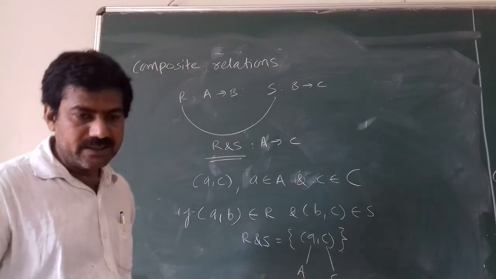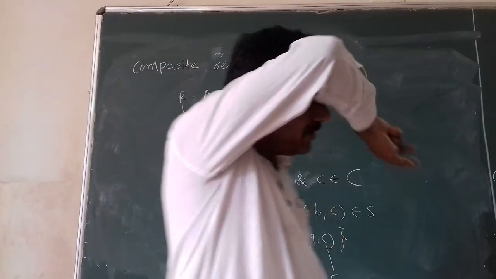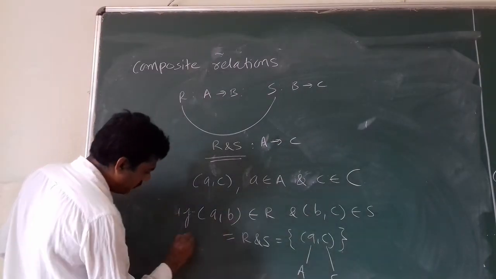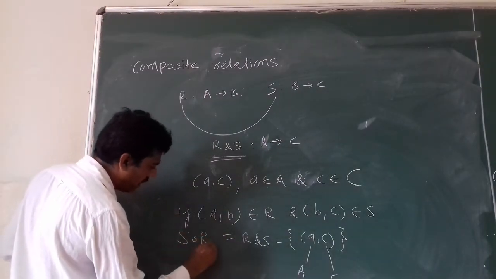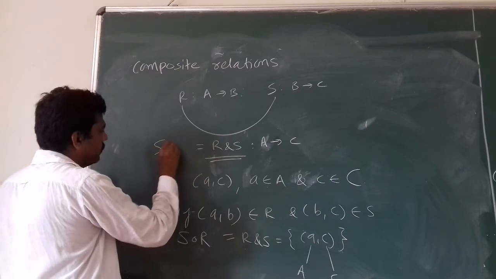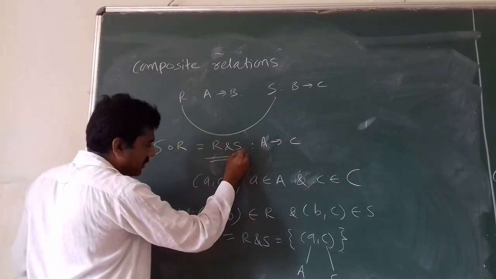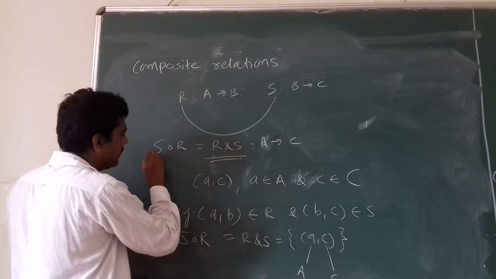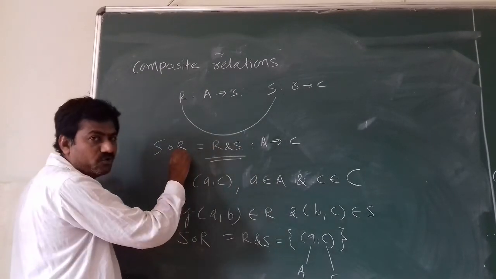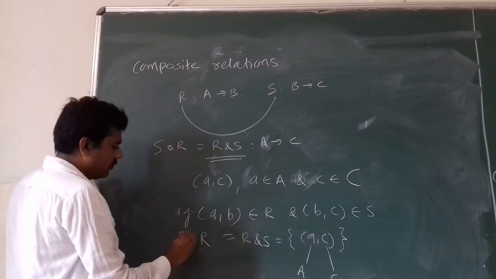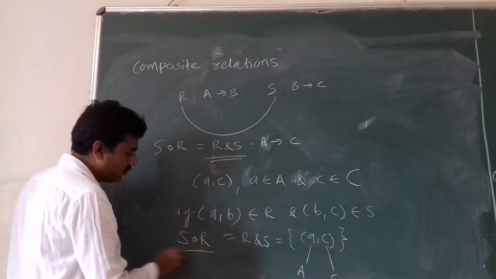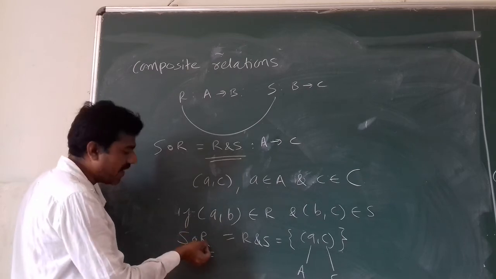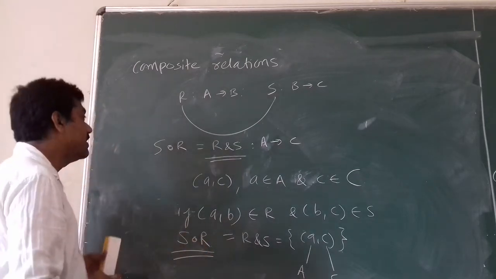The notation for the composition of R and S is given by S o R, with a small circle. The second relation is at the start and the first relation is at the second position, with the small circle in between these two. S o R is the composition of R and S, where R and S are the relations.